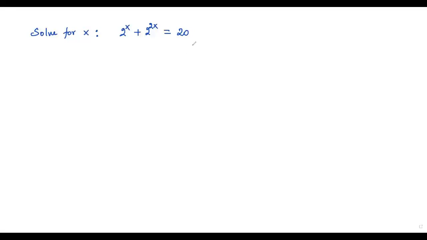Here we have a problem on an exponential equation. That is, we have to solve for x in the given exponential equation. The first term of the given exponential equation is 2 to the x power. In the second term, at the exponent, we have the product of 2 and x.